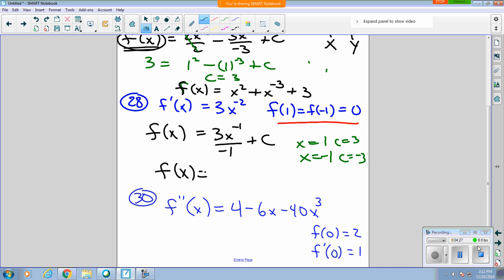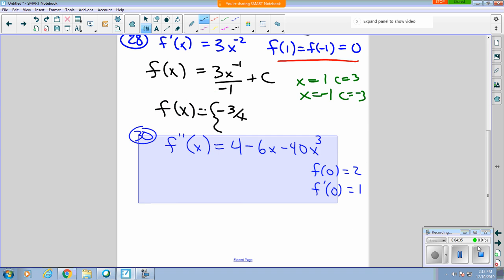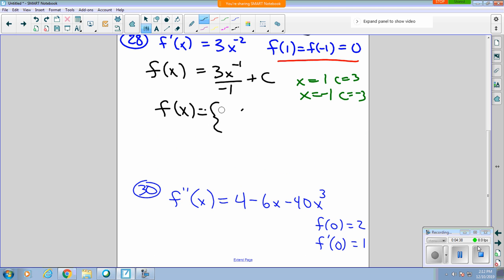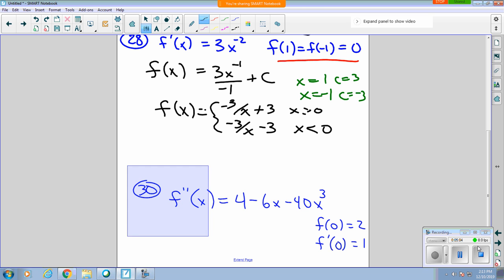So this is negative 3 over x. I've got to get some more room. So you've got negative 3 over x plus 3 when x is greater than 0. You have negative 3 over x minus 3 when x is less than 0. And everybody, you know that 0 is not in the domain of this function. You can tell by looking at it. Is everybody with me? This is a kind of tricky problem. I would not put one of these on a test, but it's a piecewise. Guys, 30 is not too bad.